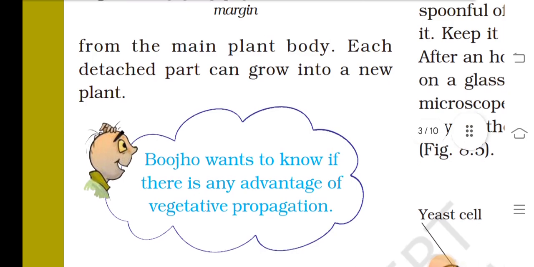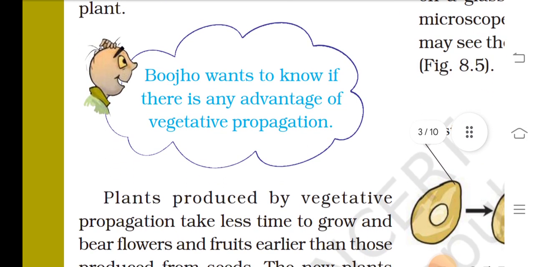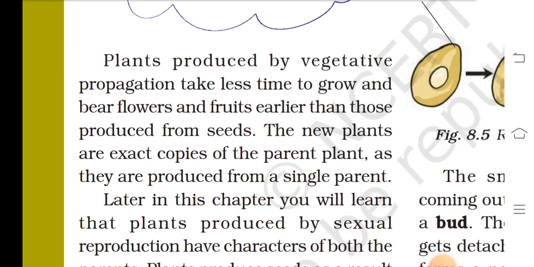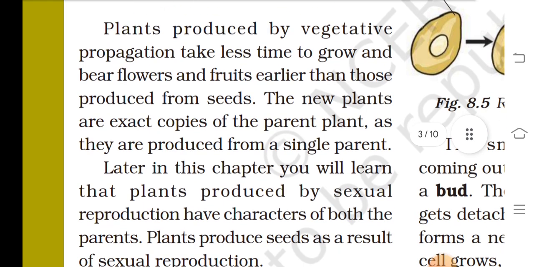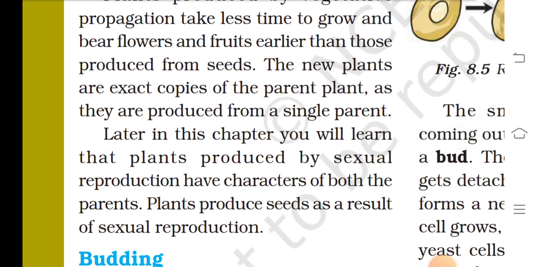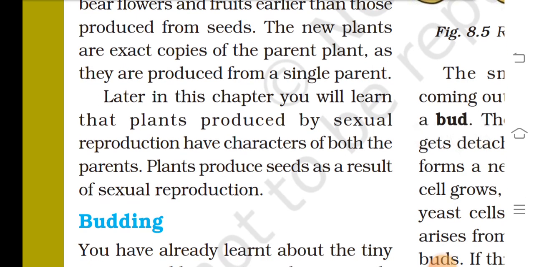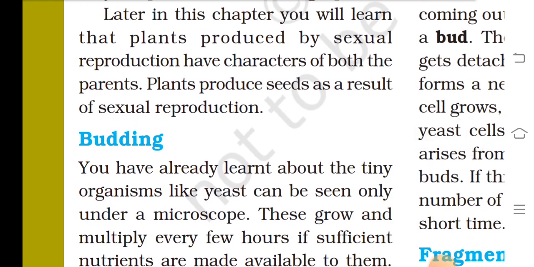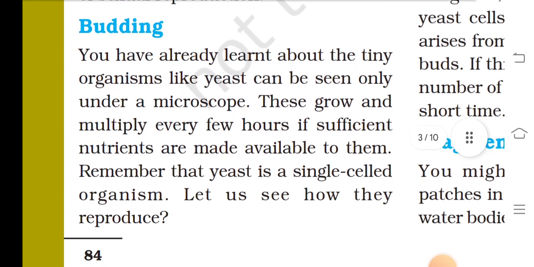Boojho wants to know if there is any advantage of vegetative propagation. Plants reproduced by vegetative propagation take less time to grow and bear flowers and fruit earlier than those produced from seed. The new plants are exact copies of the parent plant as they are produced from a single parent. Later in this chapter you will learn that plants produced by sexual reproduction have characters of both the parents. Plants produce seeds as a result of sexual reproduction.